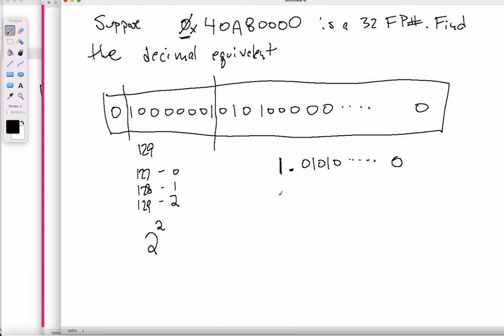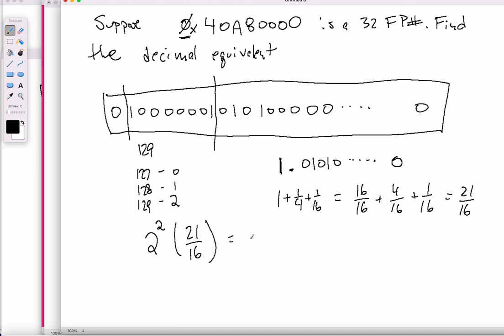So this number is really, well, that's a 1 plus, that's a half, that's a quarter, that's an eighth, that's a 16th. So this is equal to 16 over 16 plus 4 over 16 plus 1 over 16. So that's 16, 20, 21. That's 21 over 16. So this entire big number here is really 2 squared times 21 over 16. Well, 2 squared is 4, so this is 4 times 21 over 16.